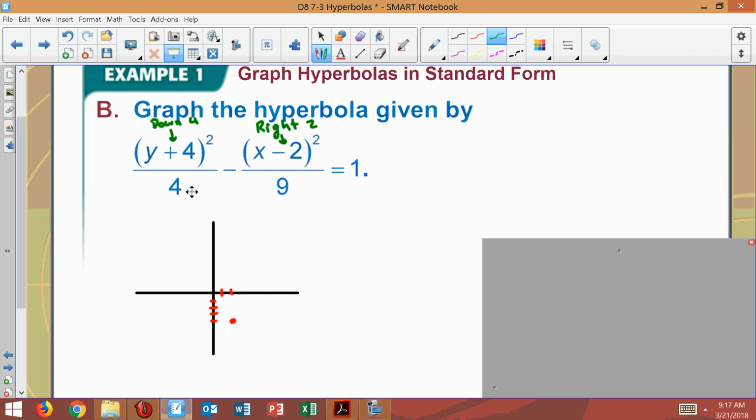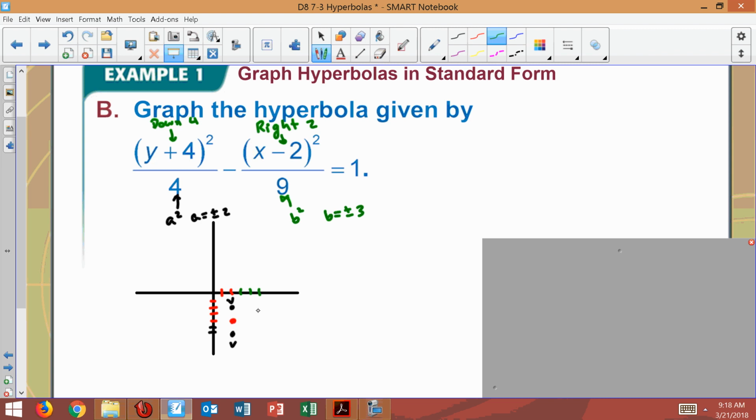Now that I have that, how far up and down? This tells me my a squared. So a in this part is going to be plus or minus 2 because it's the square root of 4. So I'll go up 2 units and have a vertex. And I would go down 2 units to find my other vertex. And then I will go left and right 3 units because this is my b. So in this problem, b squared is 9, so b equals plus or minus 3. So I'd go left 3 and right 3.